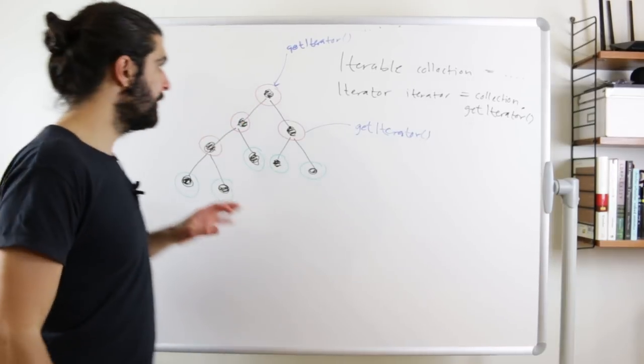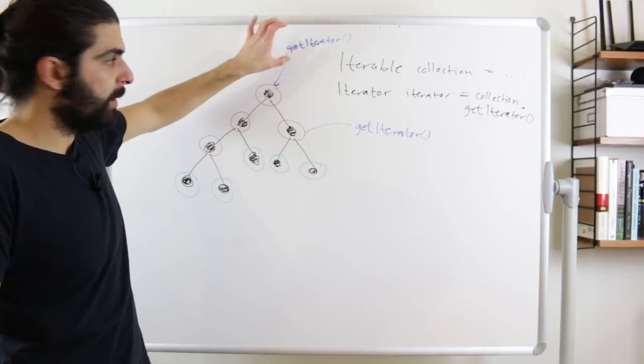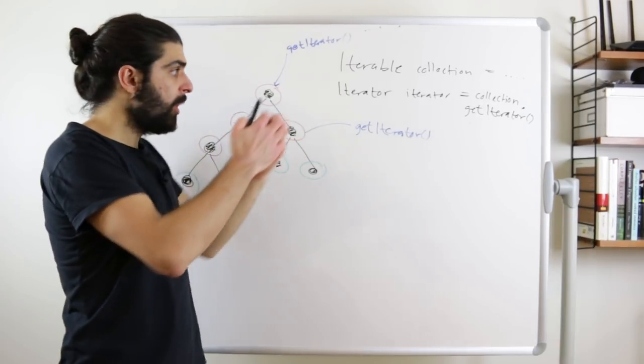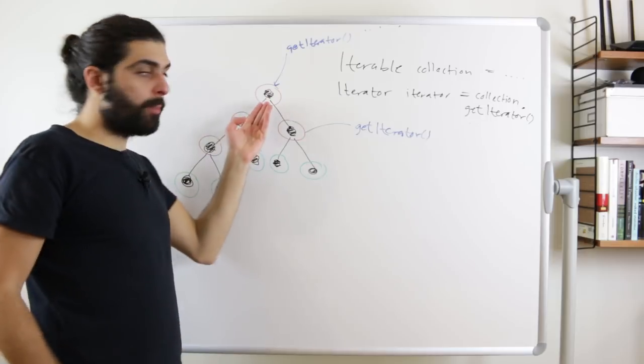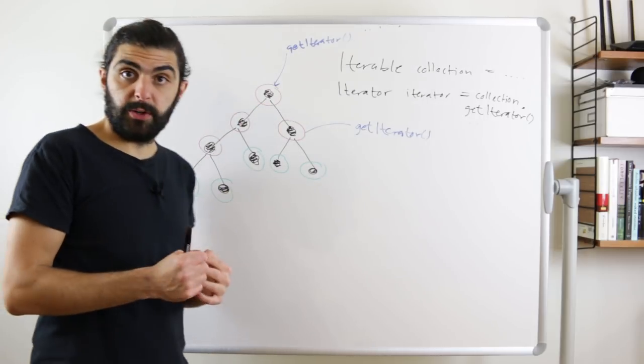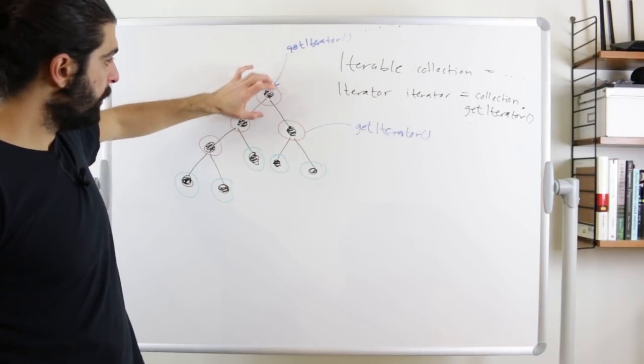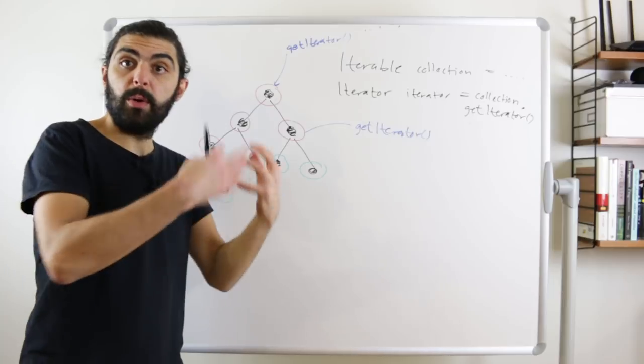So if you think about it, what will happen when we ask this root composite for its iterator? Well, it will return an iterator that is a composite iterator. Presumably, these green ones, the leaves, would return a leaf iterator, but we'll get to that. So the root composite, because it's a composite, would return a composite iterator.